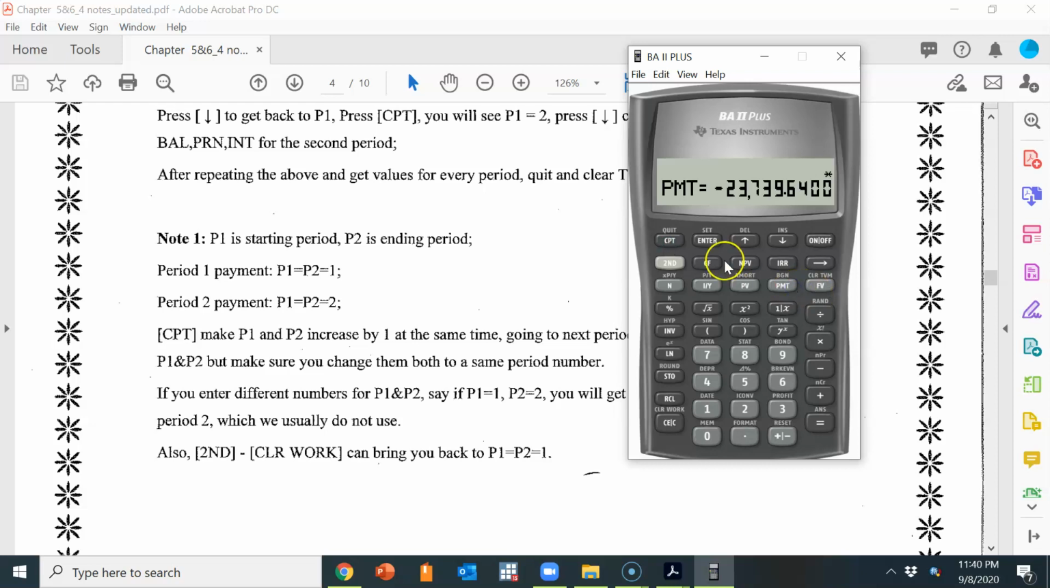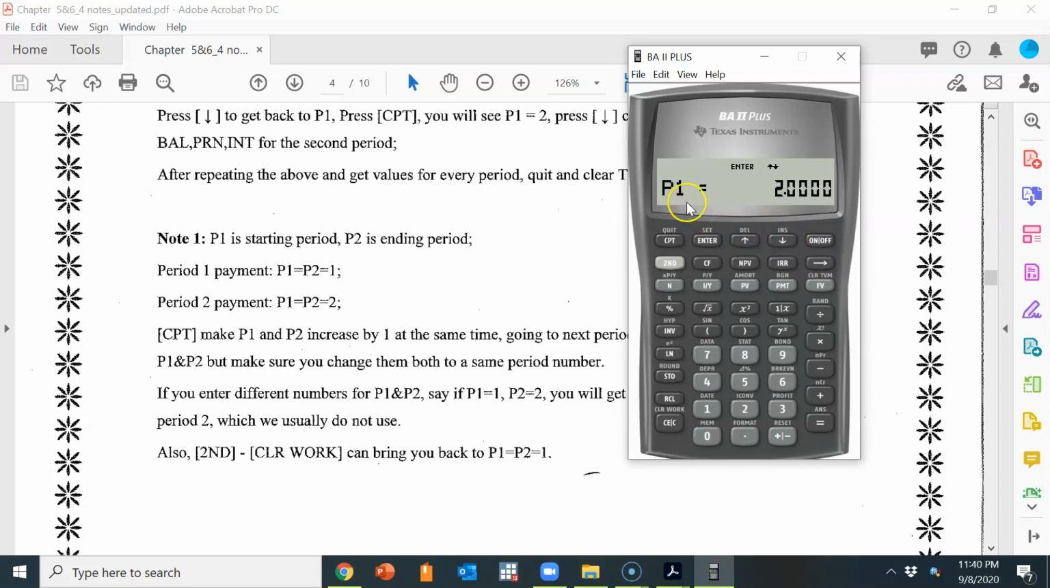Compute for payment. Second amortization table. Okay, let me change P2 also to 2, enter. Now my P1, P2 are both 2. This time if we press the down button, there's no error anymore because our beginning period and ending period are in the same year. So all the values are going to be for the second year.